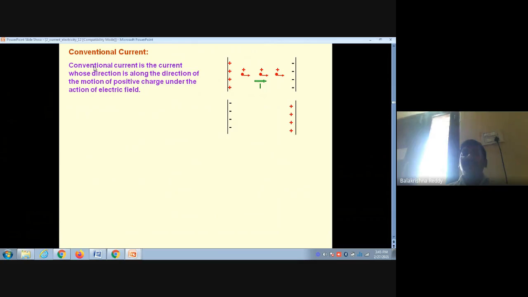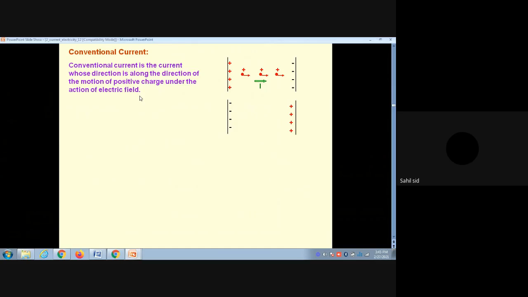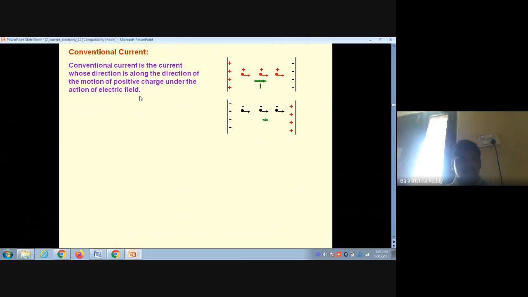What is conventional current? Conventional current is the current whose direction is along the direction of the motion of positive charge under the action of electric field. Next, you are seeing negative to positive, electrons are moving. Therefore, the current direction is positive to negative.